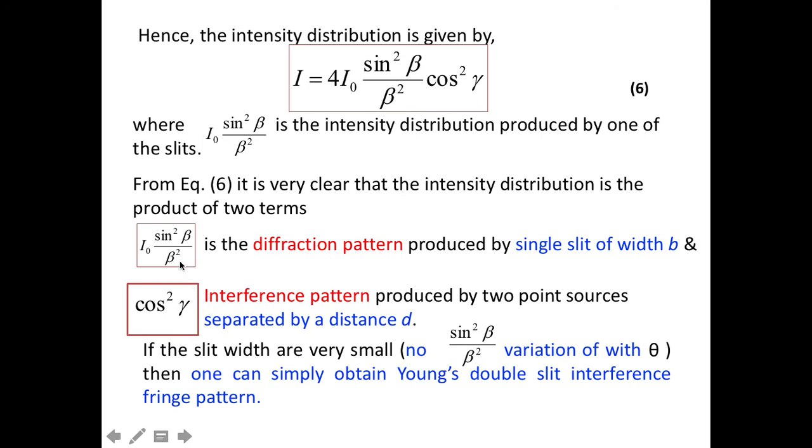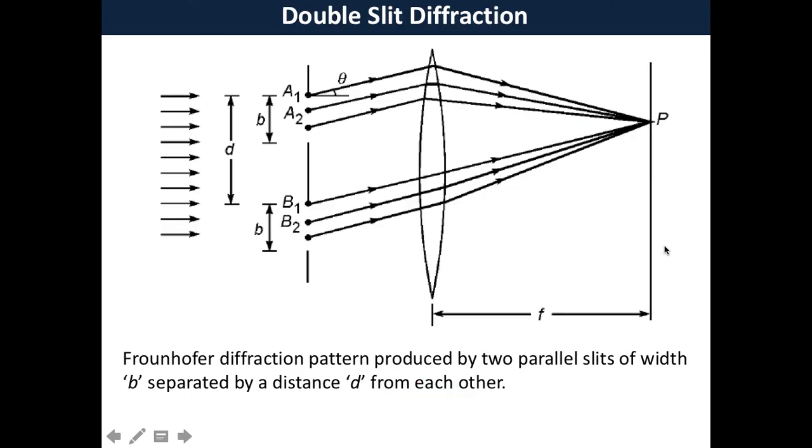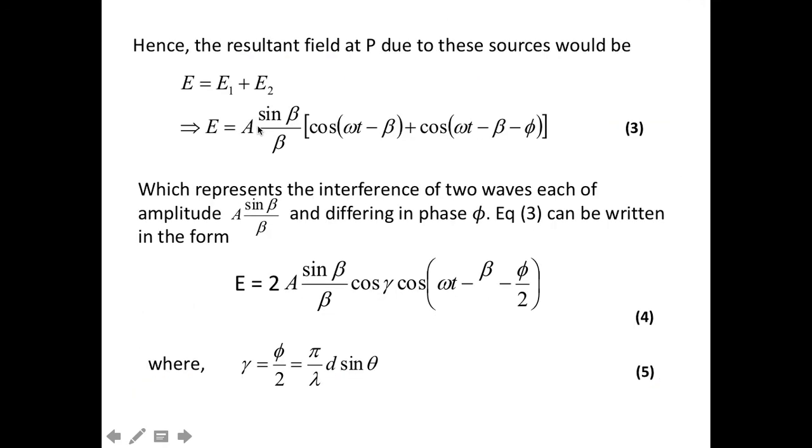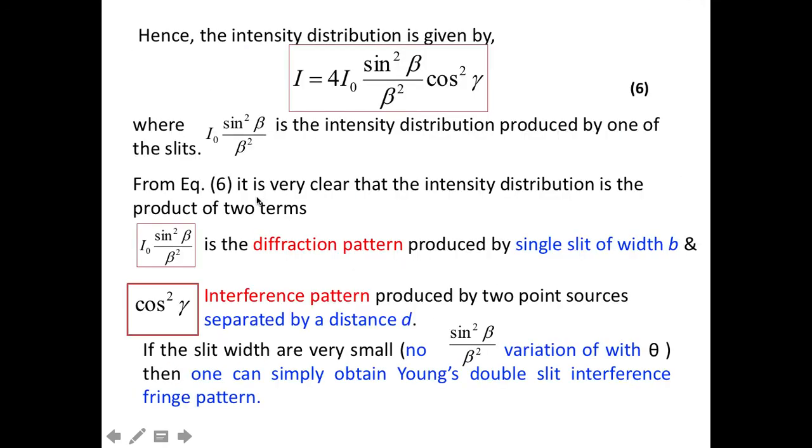Okay, if we did not change the width, which one? This one, b, you can see here, width b. If we did not change this width b, then the first term, sine square beta upon beta square, will not change, no variation occurs in this term. And then simply we can obtain Young's double slit interference fringe pattern. Okay.